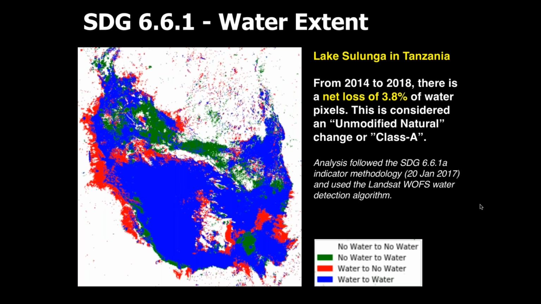And so you see here in the 4 years on Lake Salunga, there have been a few changes, but the total change or the net loss in that water is only 3.8% as a net loss in total water volume. And so it's interesting to see this example.